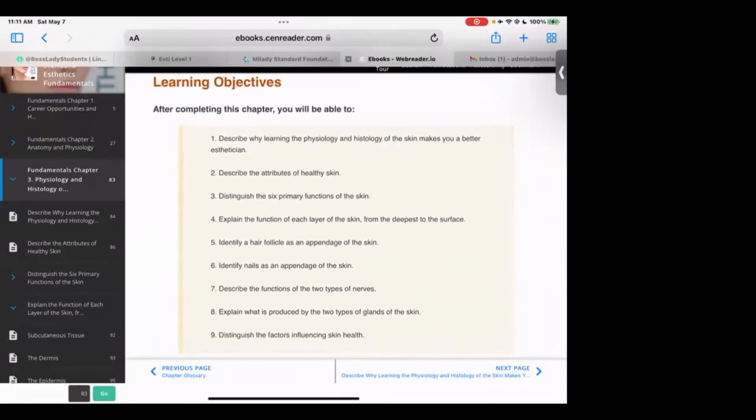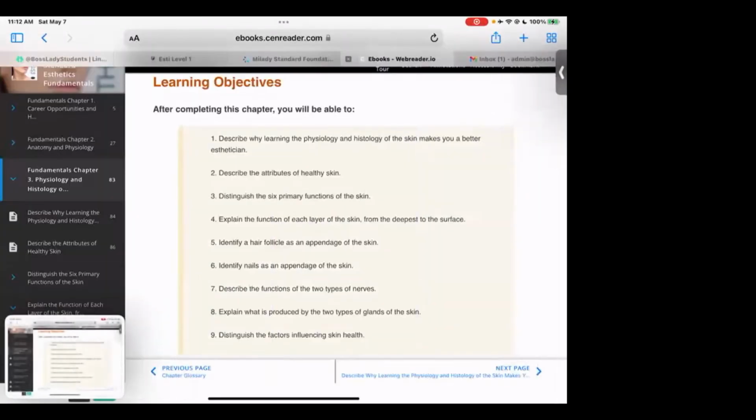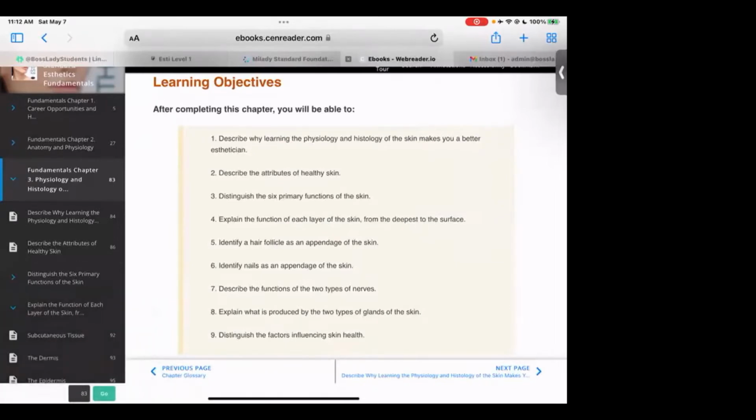When you do this chapter as a whole, the learning objectives are as follows. You're going to describe why learning the physiology and histology of the skin makes you a better esthetician, and it does, in fact, make you a better esthetician. Describe the attributes of healthy skin. If you have pen and paper, I want you to write these down or take a screenshot of my screen right now, because this is good stuff. Describe the attributes of healthy skin. How can you identify unhealthy skin or unhealthy behaviors if you can't describe what healthy skin looks like, feels like?